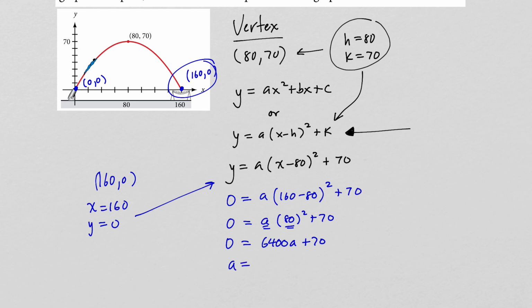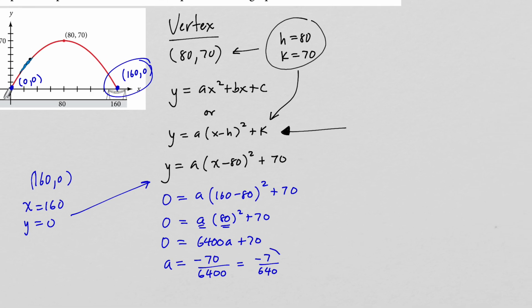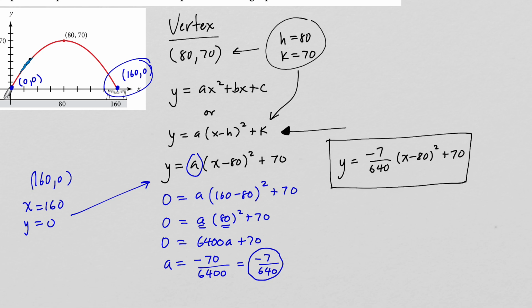Now, if I solve for a, I can subtract 70 and then divide by 6,400. And when I reduce that, I get negative 7 over 640. So the final equation of this parabola is that we're going to take this value and put it in for a here. And when you do that, this is the resulting equation.